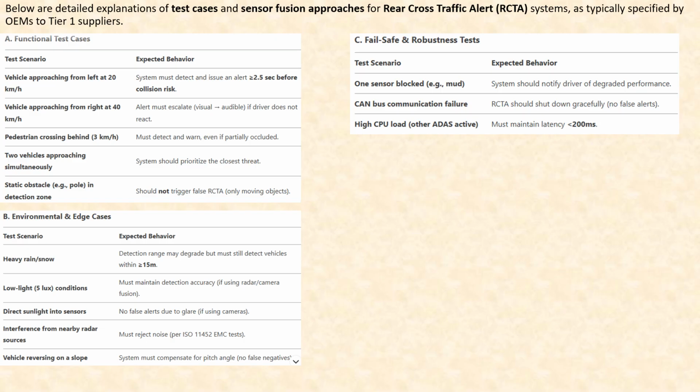Let me take a small pointer. One sensor blocked, system should notify the driver of degraded performance. Now this degraded performance, I'm sure you understand what is the meaning of degraded performance.